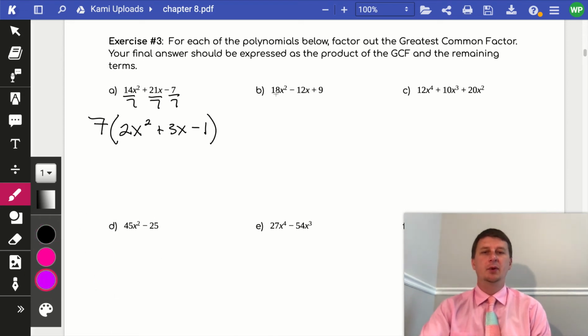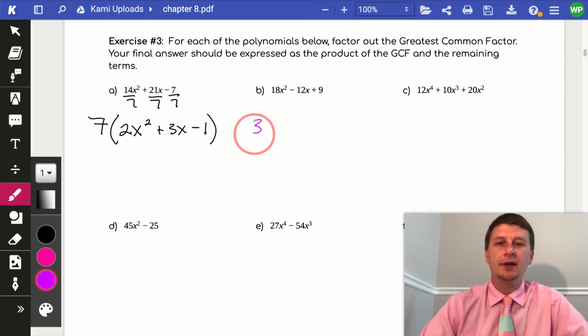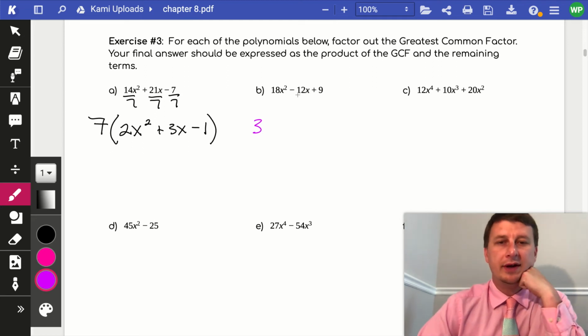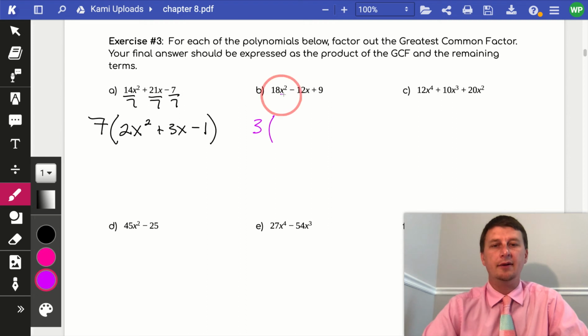In part B, we look for our GCF, and again, they don't all have x's, so the GCF is going to just be a constant, and our constant GCF is going to be 3. 3 is the largest number that could be divided by all of these terms evenly. So what's going to be left over now? The way we find that is we divide each of these terms by the GCF.